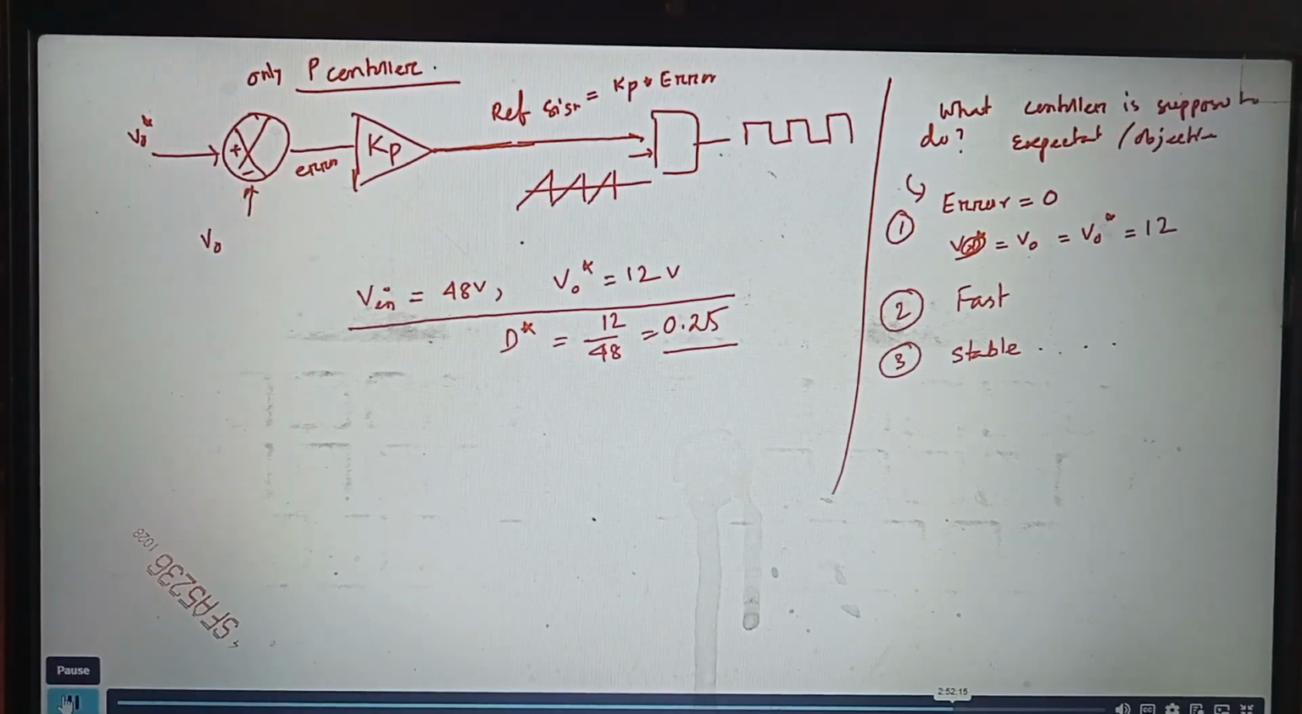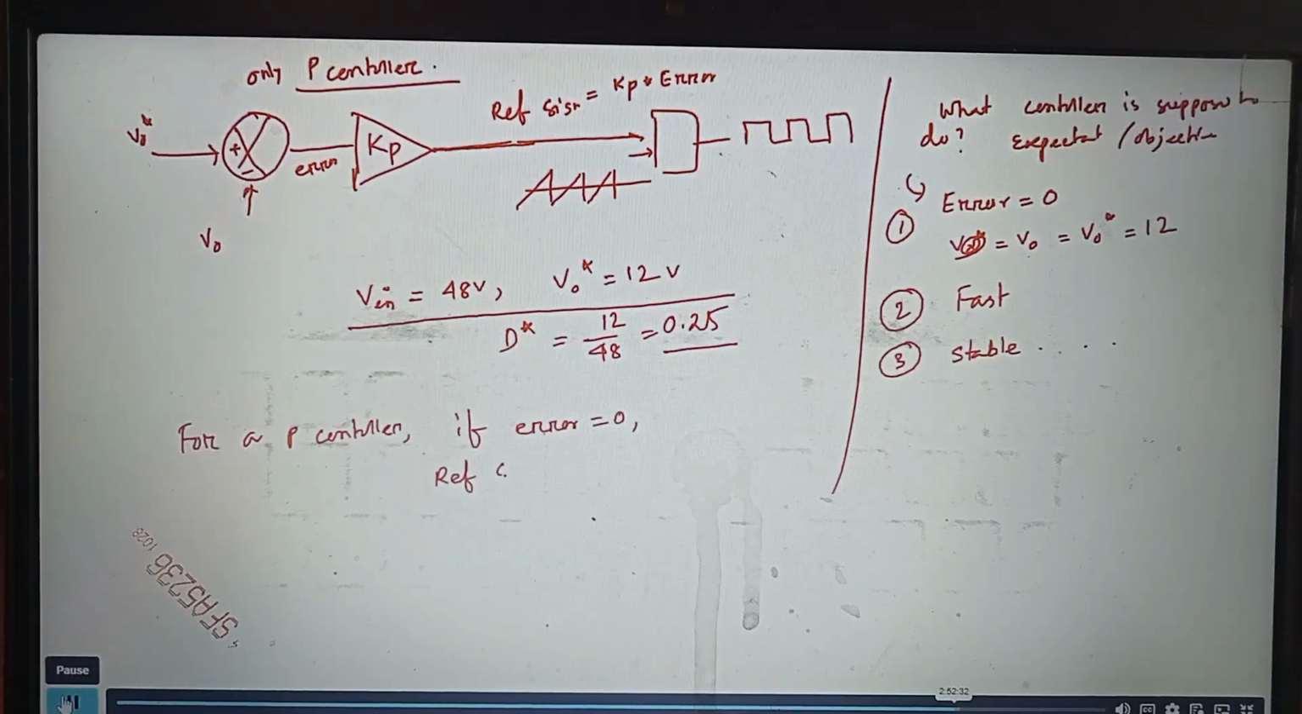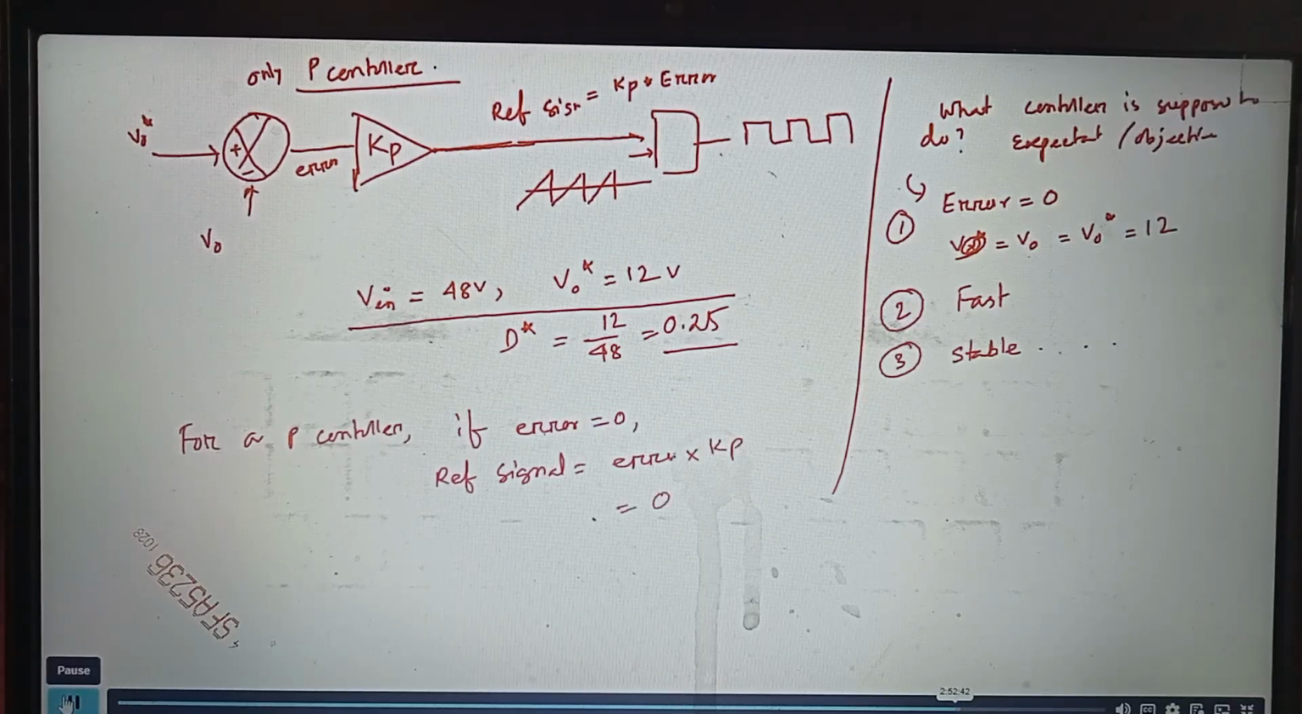Why? Okay. See, for a P controller, if error equal to 0, what will be the reference signal? Reference signal is error into KP. So it will also become 0. Isn't it very simple? I want error to be 0. But if error goes to 0, the reference signal for P controller, this will also become 0. So it will be something like this. I have my sawtooth carrier and my reference signal is sitting here. So what will be my duty ratio? It will be 0. Right?